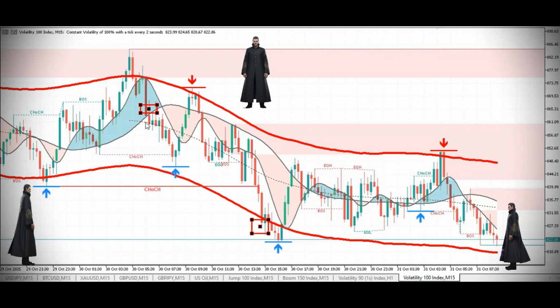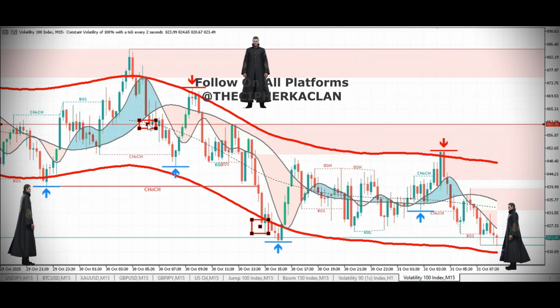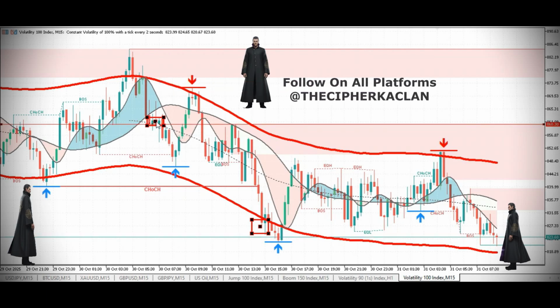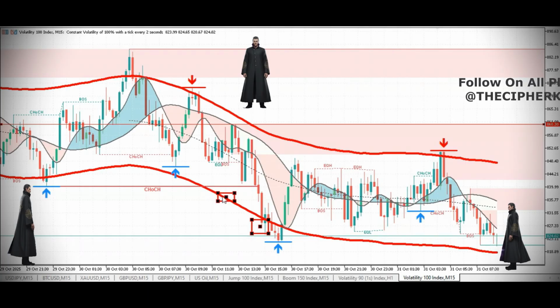So immediately as price breaks through this cloud right here, we take our entry right here. Our entry would have been right here, and then we would have waited for price to touch this lower line, this lower band. When price touches it, immediately we are out. Like right here, it touches it right here.